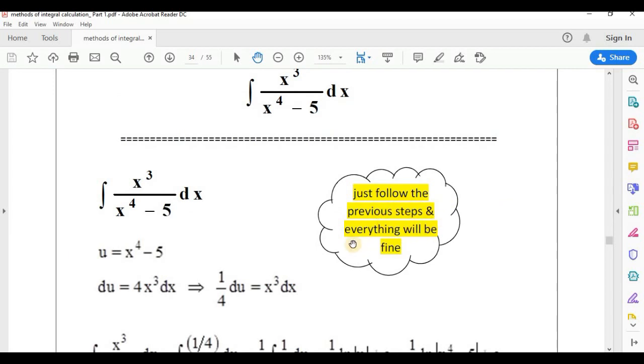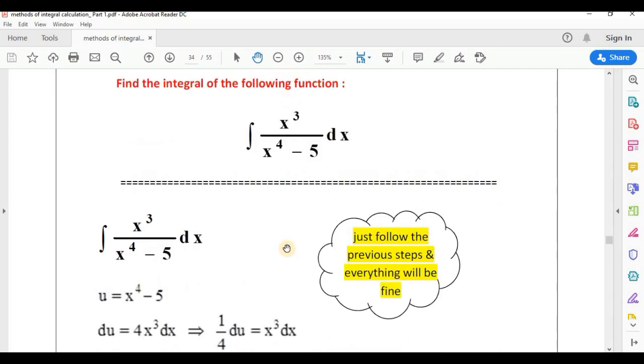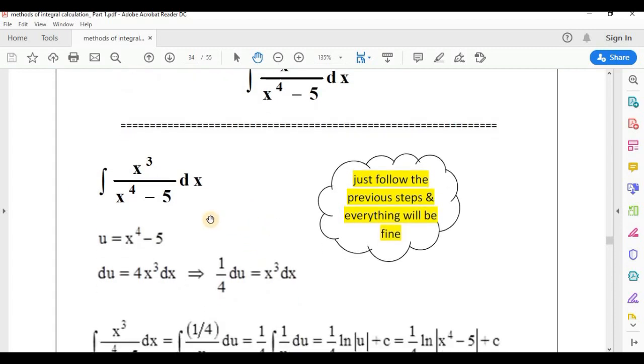Just follow the previous step and everything will be fine. We will follow the previous steps. So first step, the assumption. We will take this part for the assumption, so it will be u equal x to the power 4 minus 5.